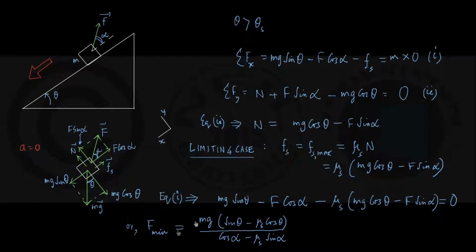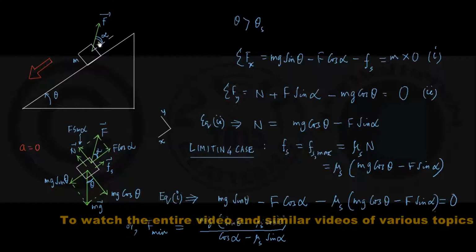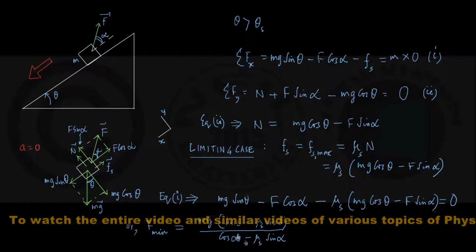Once again, you should be able to show from this last step that F value is coming out to be mg sin theta minus mu s cos theta by cos alpha minus mu s sin alpha, where of course you can look at the figure. Theta was the inclination of the inclined plane and alpha was the inclination of the applied force F with the inclined plane. So these two things have to be kept in mind.